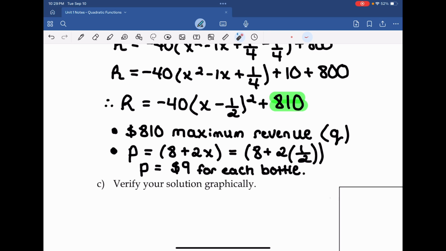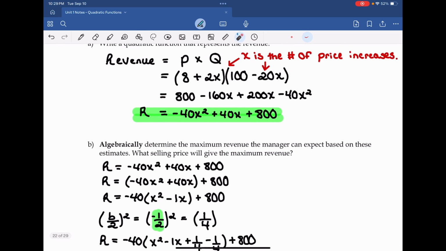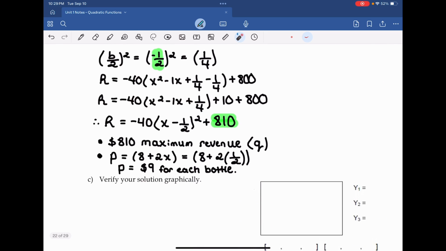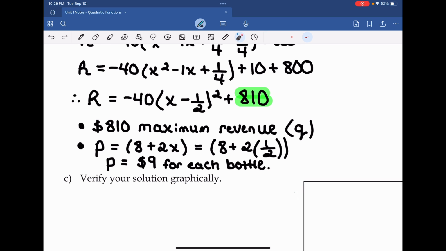Or the x value, which remember, we wrote a statement for right at the top. The x value was the number of price increases. So technically, what did we do? We increased the price by $1, or a half of the amount that they said was in the market research. Okay, I'm going to make sure I highlight both of these as well because they are part of the solution. So the price is $9 per bottle and the maximum revenue is $810.